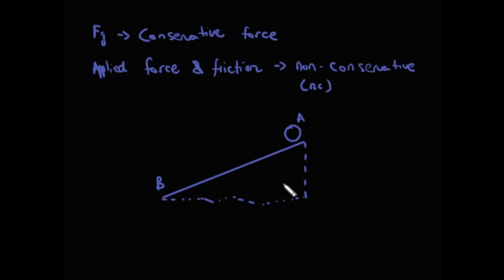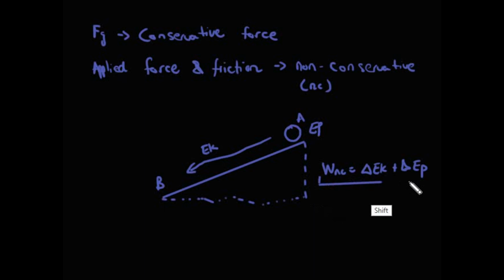There's a height involved here. So over here, there was EP. When the ball rolls down here, there's EK. So the work done by a non-conservative force is equal to the change in the object's kinetic energy plus the change in the object's potential energy. And that is the formula for how to calculate the work done by a non-conservative force.